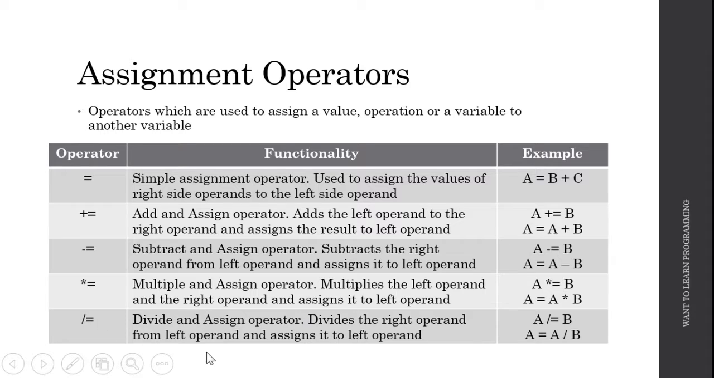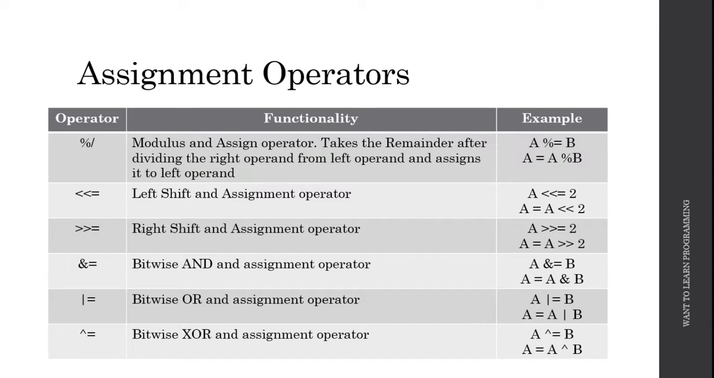This is the divide and assign operator. This performs the same task, that is a slash equal to b is translating to a is equal to a divided by b. Similarly, these are the other operators, that is modulus and assign, left shift and assign, right shift and assign, bitwise and assign, bitwise or and assign, and bitwise XOR and assign. These work the same way as was mentioned in the other operators. I will not be going into detail, but you can look at the example and find out by pausing the video.